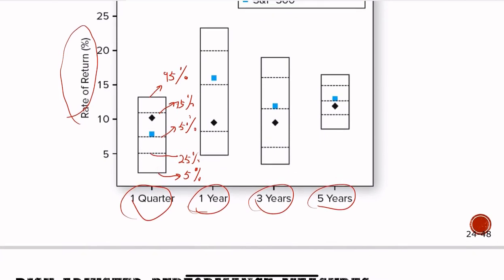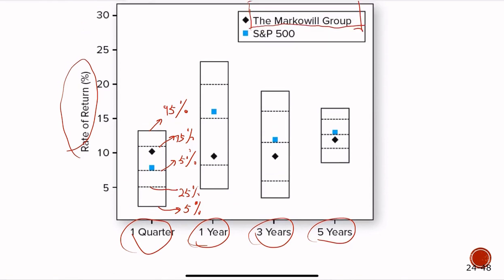And what you can see here is for the last 1 quarter, this Markowell fund was about outperforming 75% of other similar funds, right? So the fund was actually doing fine for the last quarter. And you can see that the blue rectangle represents the performance of the S&P 500, the market index, right? So it was outperforming the market index.